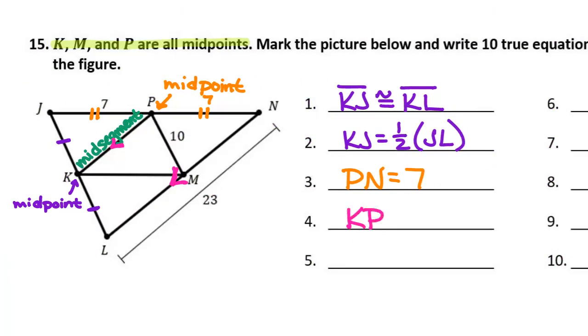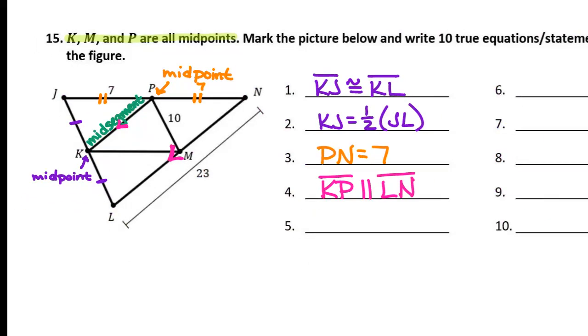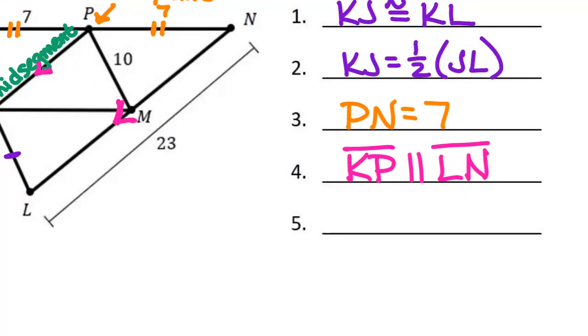Segment KP is parallel to segment LN. In addition to being parallel, that mid-segment is half as big as the side that it does not touch. So KP is half of, how big is LN? 23, so it's half of 23.